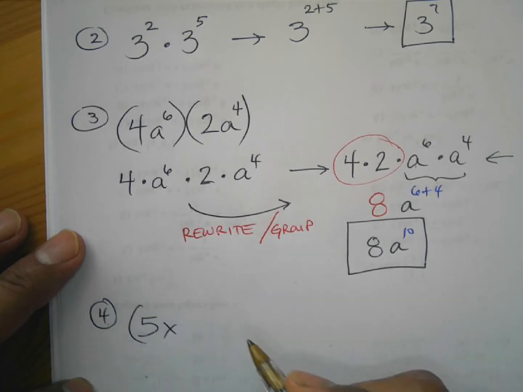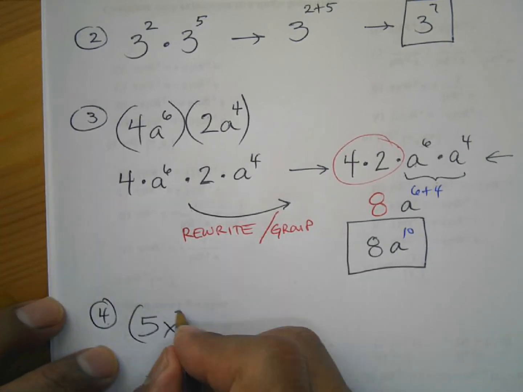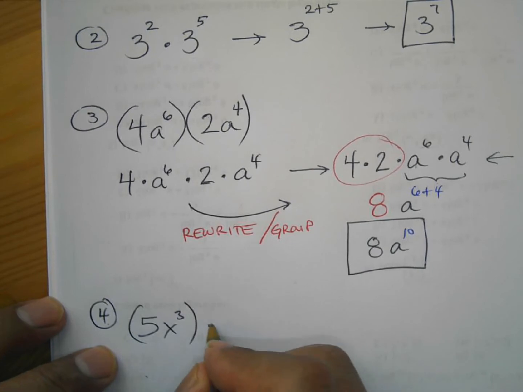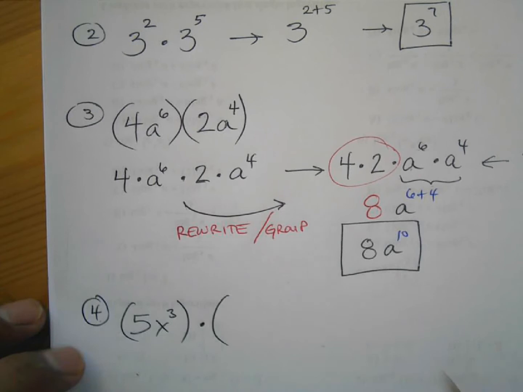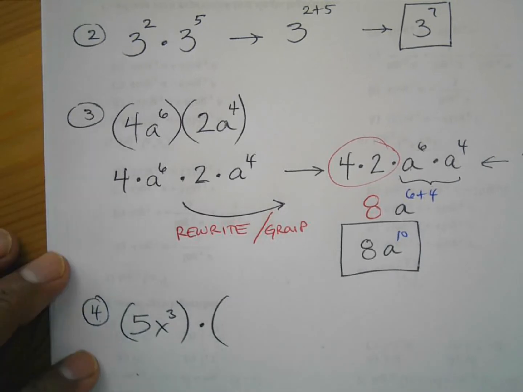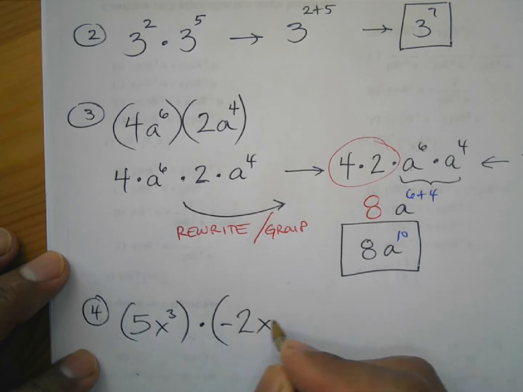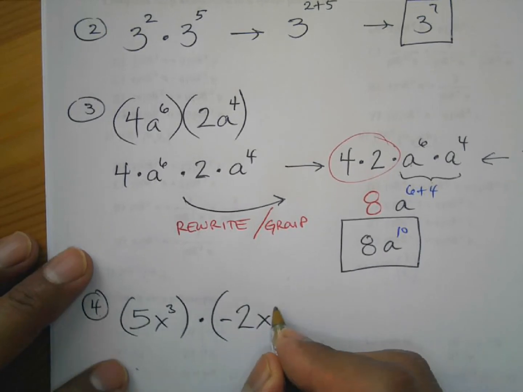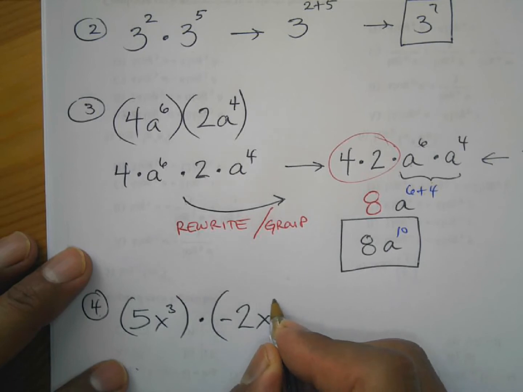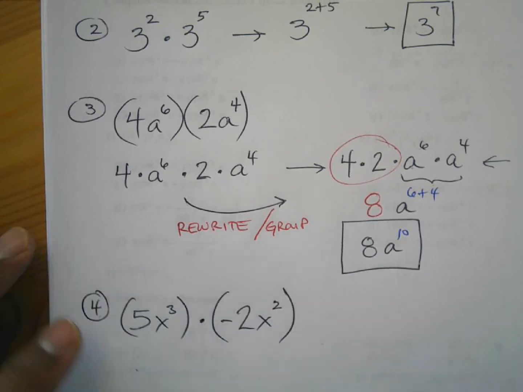What if I have 5x^3 times, oh, I don't even need to put a times, but sometimes I'll put a times. I really didn't need to do that. Times negative 2x^2 also, like that.